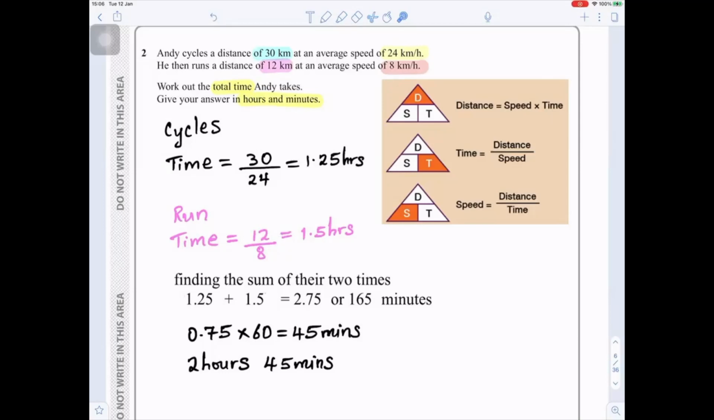Now you want to find the sum of their 2 times. So we add 1.25 plus 1.5. It gives you 2.75 hours, or 165 minutes. Because if you multiply 0.75 times 60, it gives you 45 minutes. So it is 2 hours and 45 minutes, because they want your answer in hours and minutes.